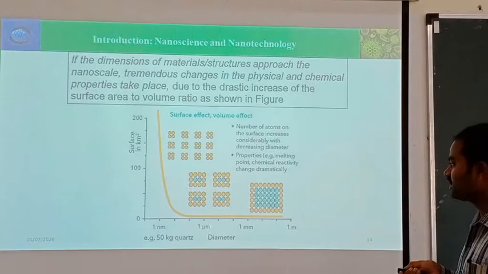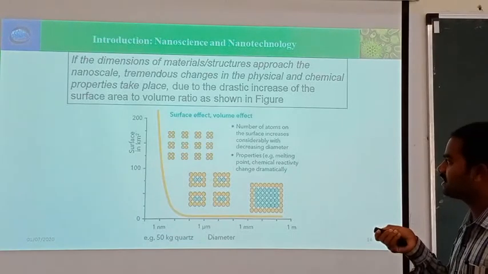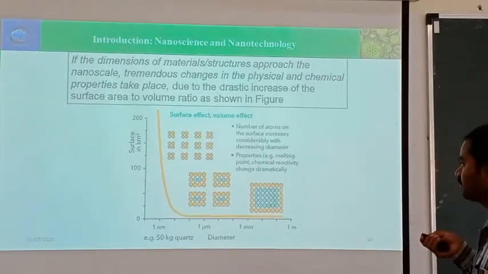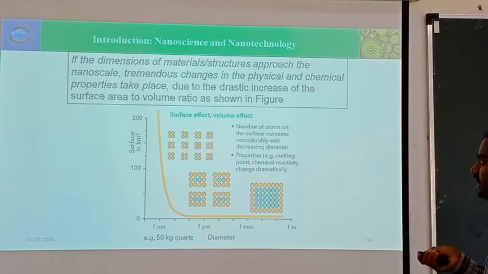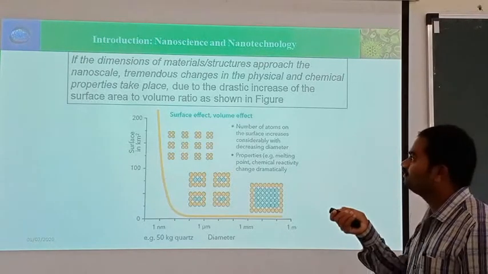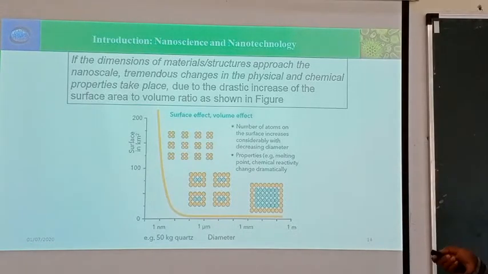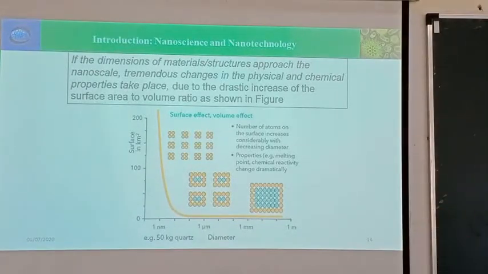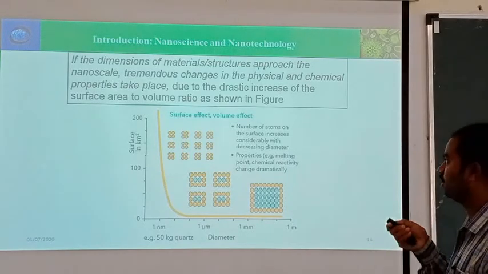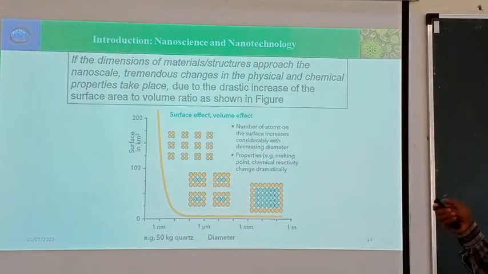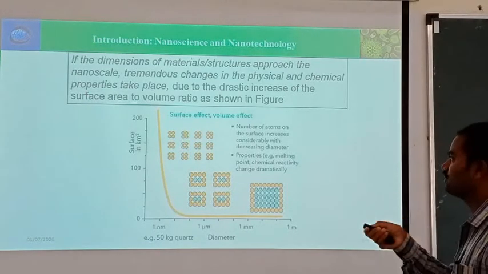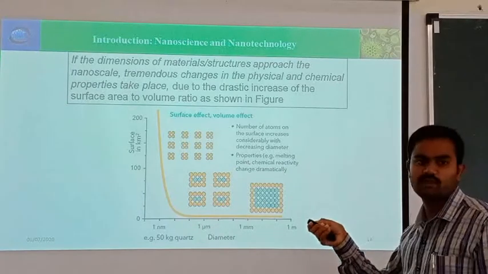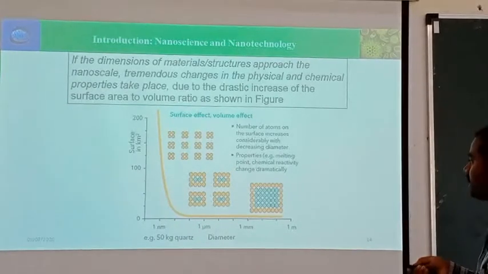Now consider the surface atoms present with respect to the diameter of that material at nanometric scale. The dimension of a material or structure approaches the nanometric scale. When you reduce the scale to the nanometric level, tremendous changes occur in the physical and chemical properties. Why? Due to the nanometric scale effect on the properties of nanomaterials. The drastic increase of the surface area to volume ratio is the main reason for the enhanced properties observed at nanometric scale.